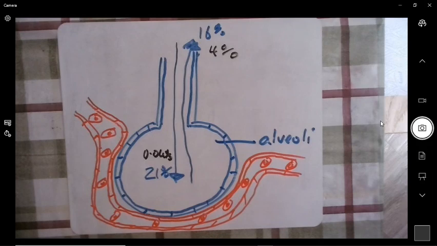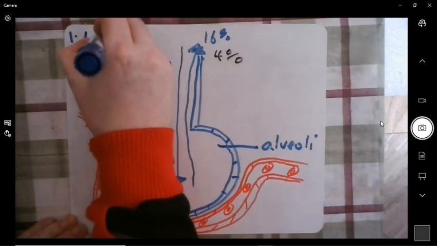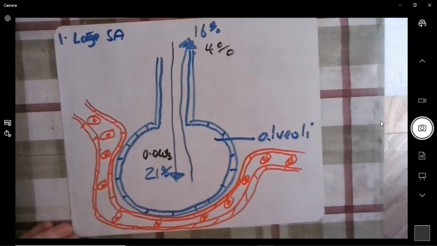Now our alveoli as a surface, and the capillaries as well, they are massively adapted to maximise oxygen moving into the blood and carbon dioxide moving out. And there are 3 key adaptations. The first, alveoli have a huge surface area.